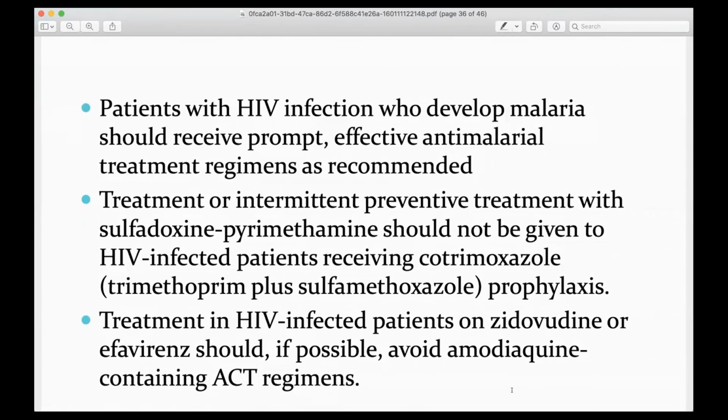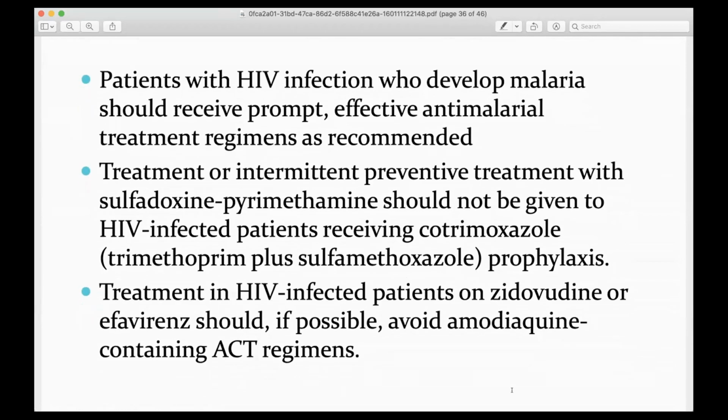So you remember that certain drugs you can't use in an HIV patient. A patient with HIV who develops malaria should receive prompt and effective anti-malarial drugs. But if the patient is on co-trimoxazole, trimethoprim plus sulfamethoxazole prophylaxis, which is given for PCP prophylaxis, then please do not use sulfadoxine pyrimethamine combination for them. It causes bone marrow depression.